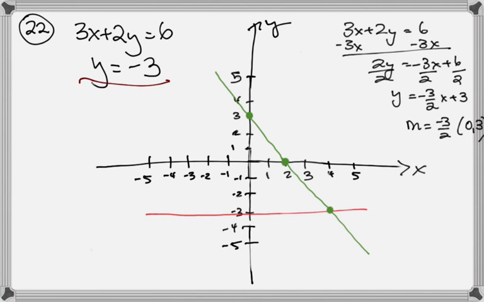What kind of system is this? Consistent. And what is the solution? 4, -3. This point right here. I'm trying to be as accurate as I can. Y equals -3. Obviously, the second equation is satisfied. If we plug the point into the first one, 3 times 4 is 12. 12 minus 6 indeed is 6. So we have the correct point.